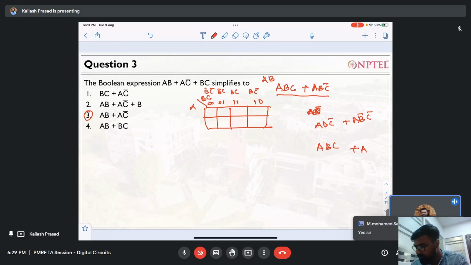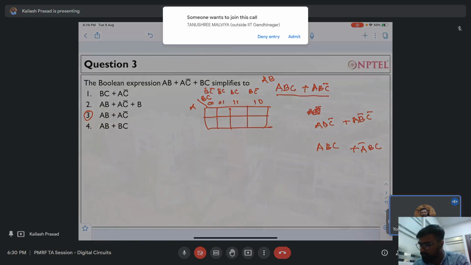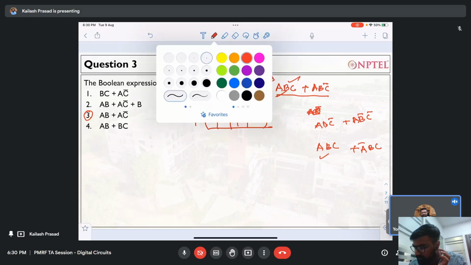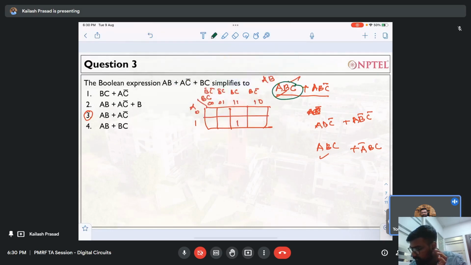A bar BC, right? This is correct. Okay, so I have two ABC. So when I go to 0 1, let me put down these 2. This will be 1 1 1, so I will put here for these two. Let me take another color for this one and this one.